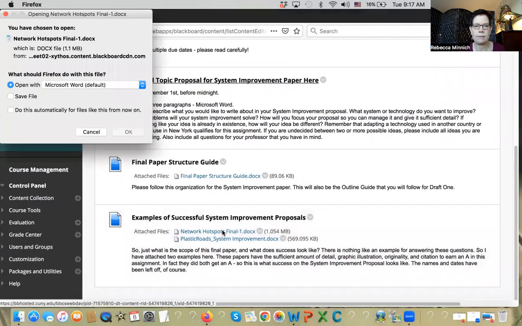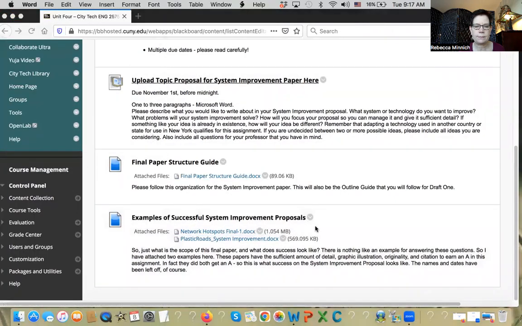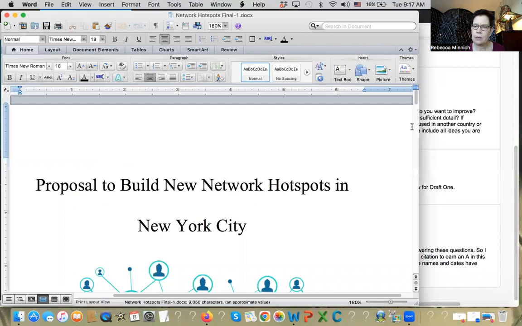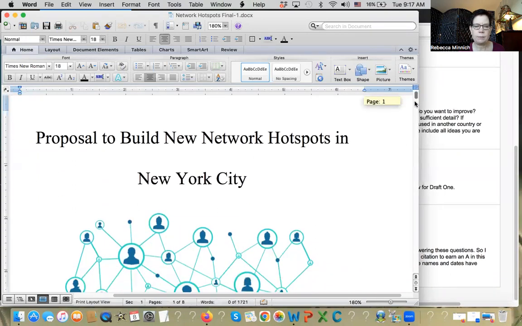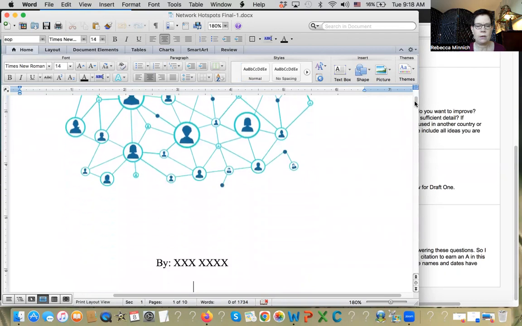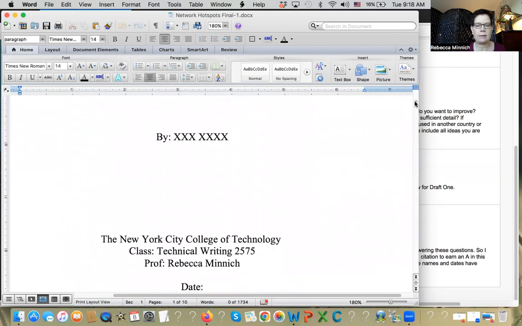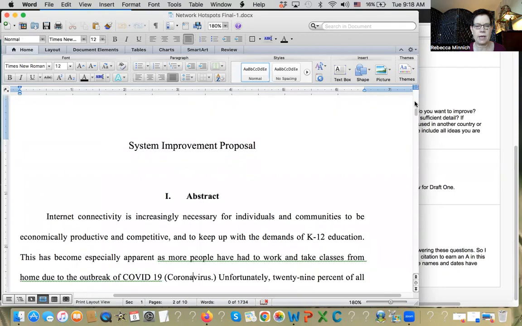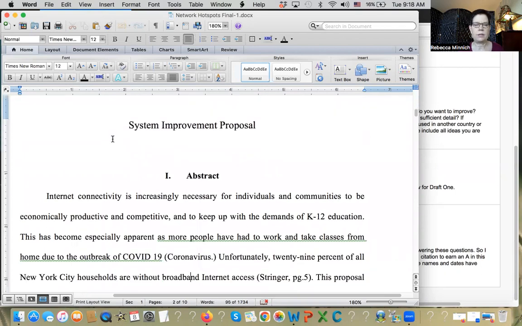So I'm going to open up the first one. All right, so this is a proposal for, as it says, creating network hotspots in New York City to improve internet connectivity. Right, you can see that I blotted out the names, blotted out the dates for security and discretion.